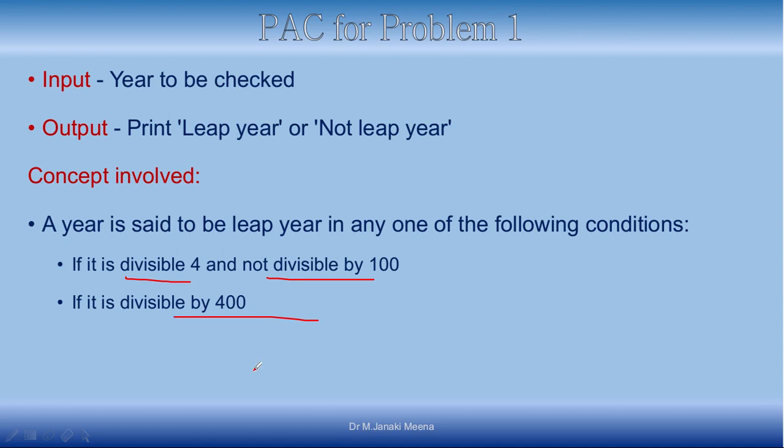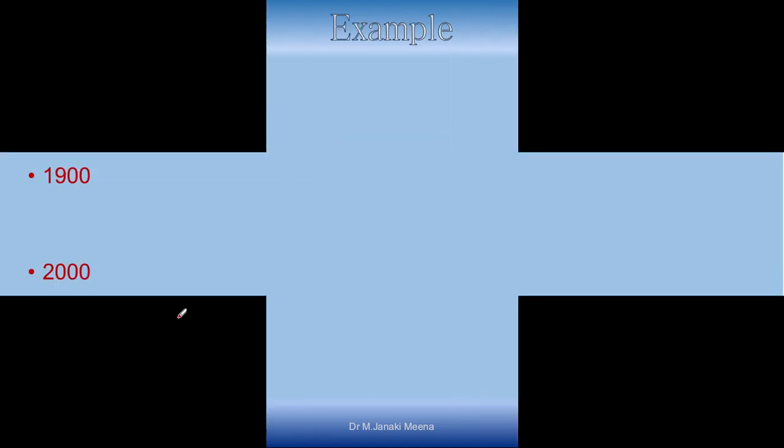And when you look at the concepts involved, a year is said to be a leap year if any one of the following two conditions is satisfied. The first condition is that the year is divisible by 4 and not divisible by 100. Then only it is a leap year. Or, the second condition, the number is divisible by 400. Then also we can say the year is a leap year.